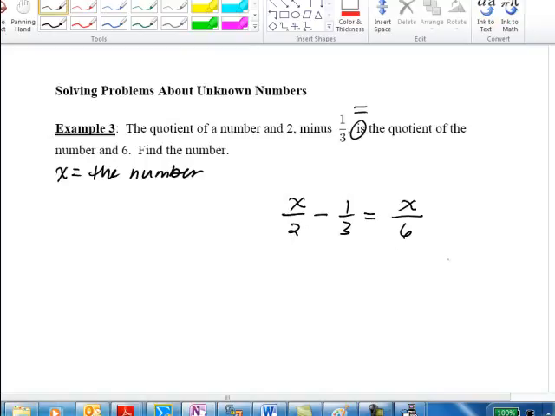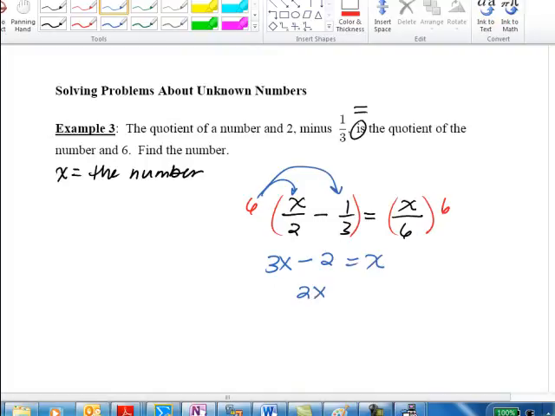So there's our equation. And if we multiply the LCD, which would just be 6, on both sides, we'll have 3x. So this 6 gets distributed, remember? So 3x minus 2 from 6 over 3 equals x. If we subtract x from both sides and add 2, we'll have 2x equals 2, so it looks like x is 1. So the number is 1. And if you check, a half minus a third is a sixth, so everything's good.